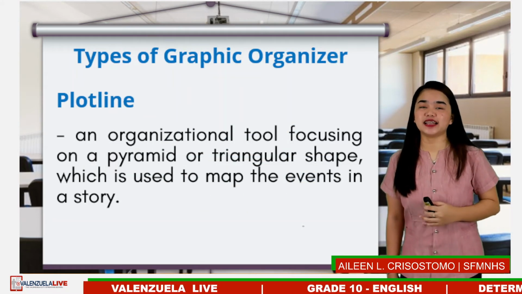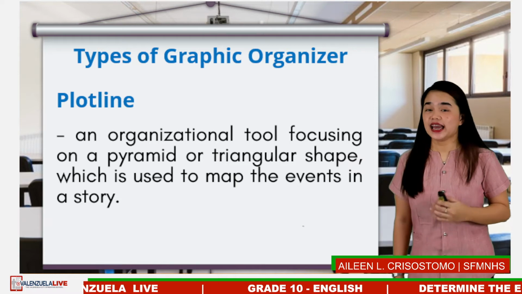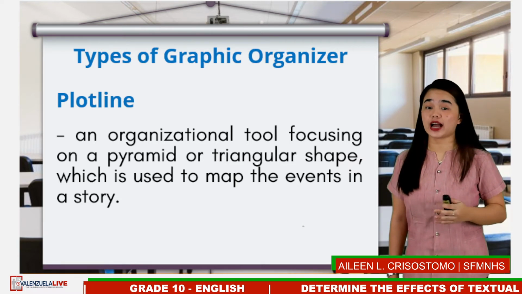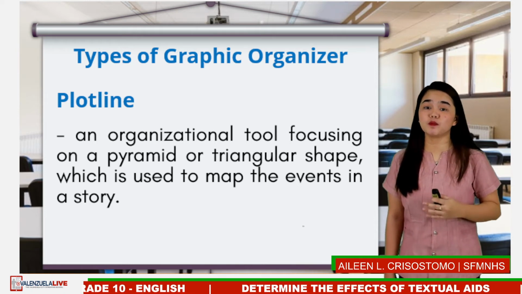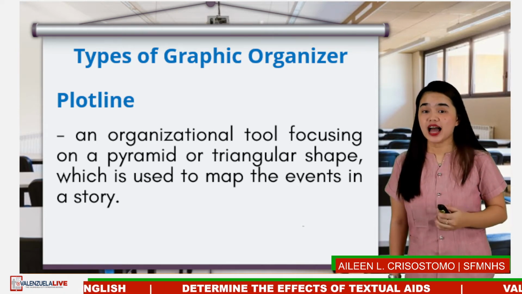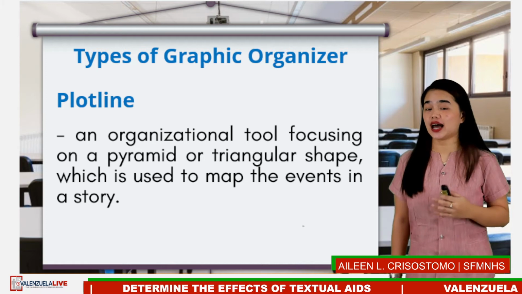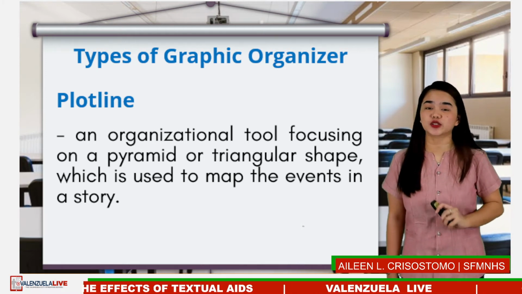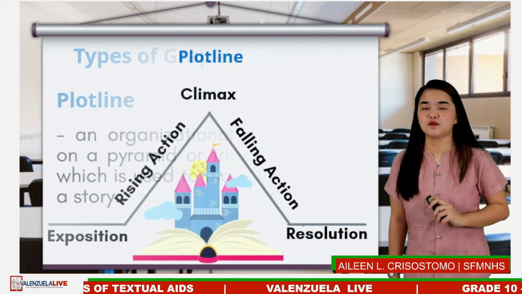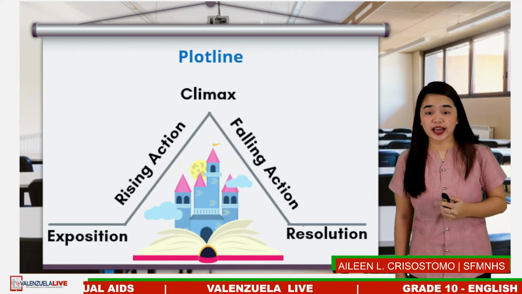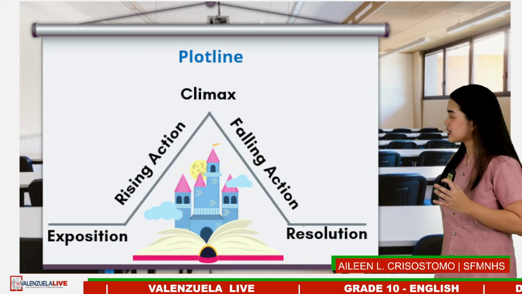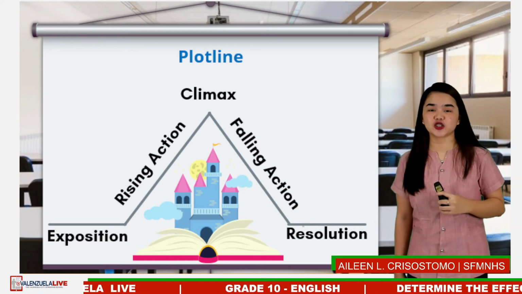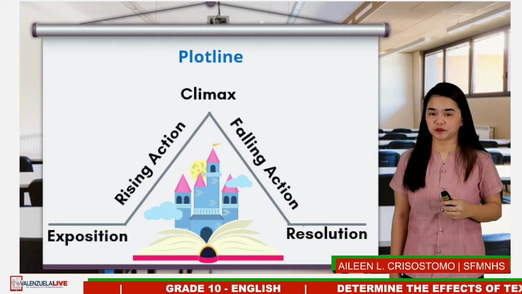Next is the plotline graphic organizer. It is an organizational tool focusing on a pyramid or triangular shape, which is used to map the events in a story. This mapping of plot structure allows readers and writers to visualize the key features of stories. This also includes the exposition, rising action, climax, falling action, and resolution.